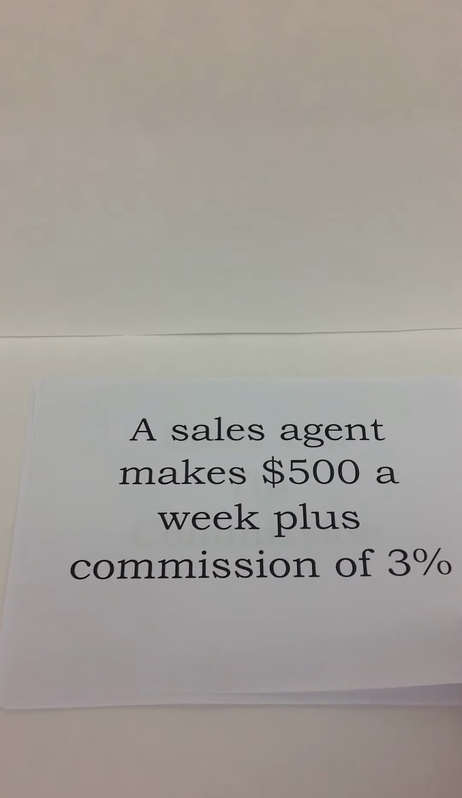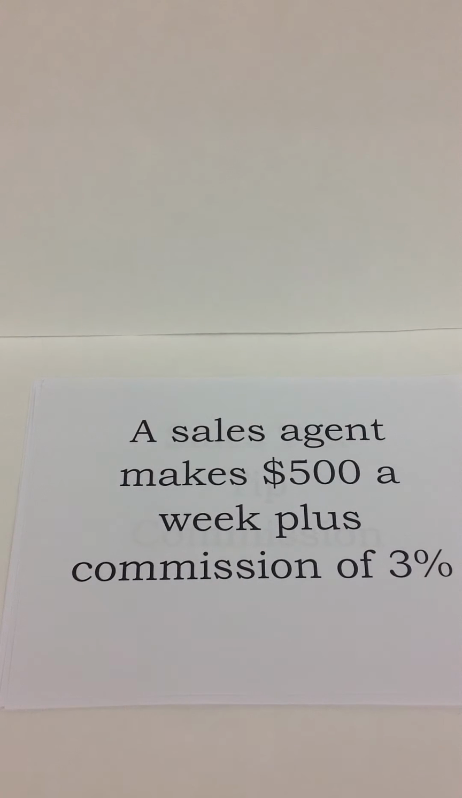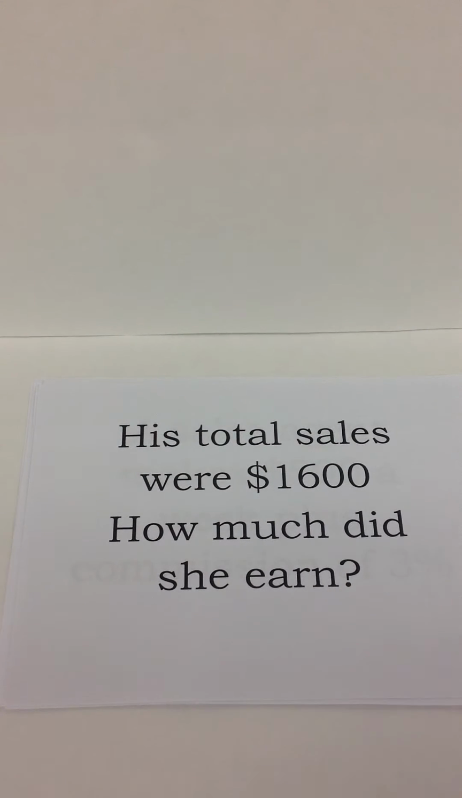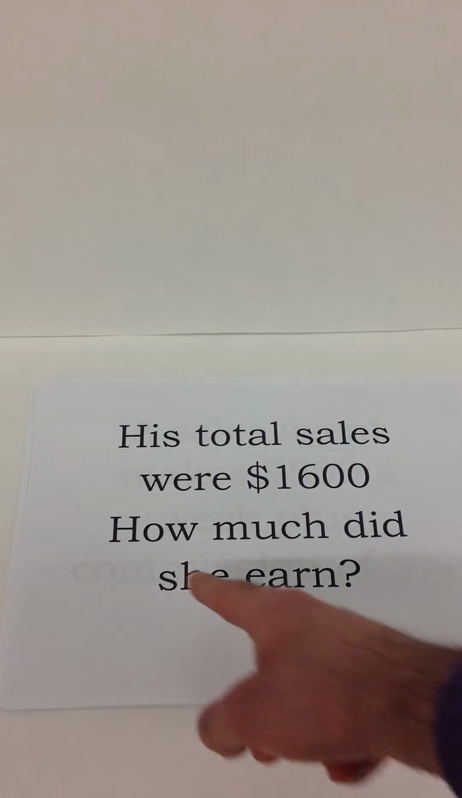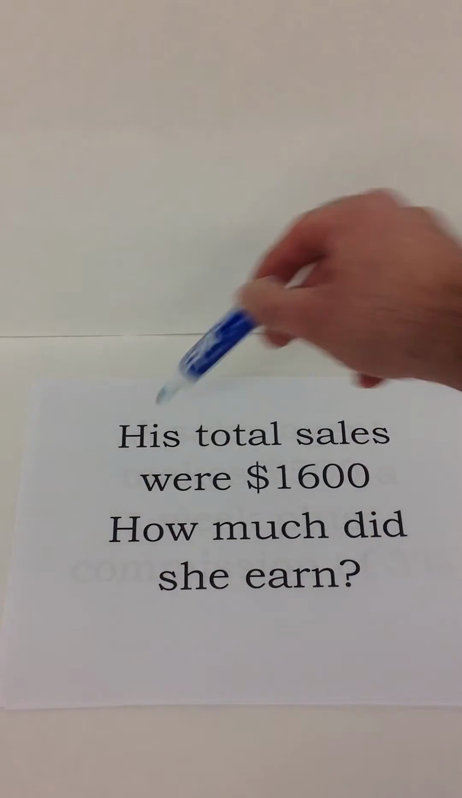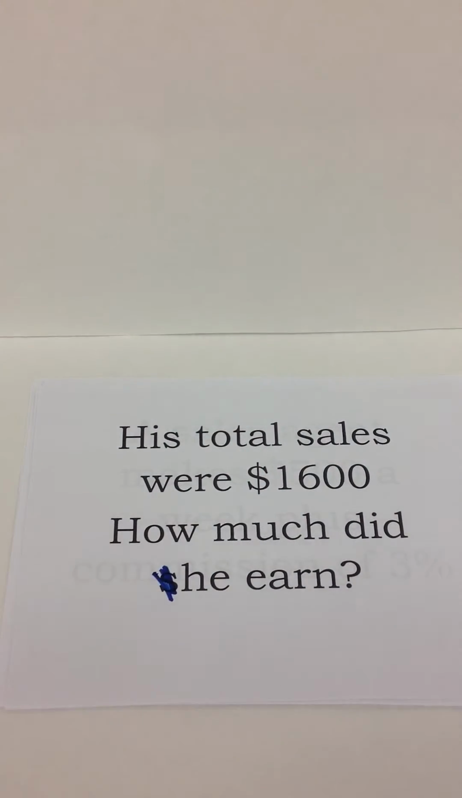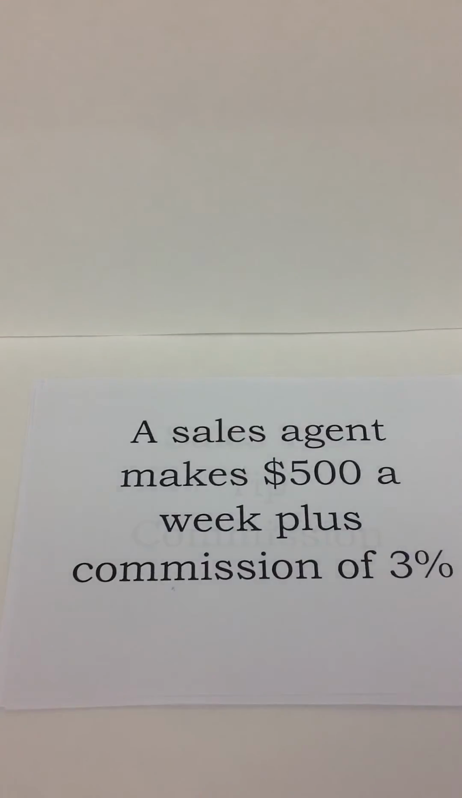A sales agent makes $500 a week plus a commission of 3%. His total sales were $1,600. How much did she earn? He earned, actually. This should have been a her, right? How much did he earn? Okay, so let's look at this. He makes $500 a week. Even if he sells nothing, he's going to make $500 a week. But he's getting a commission of 3% on whatever he sells.